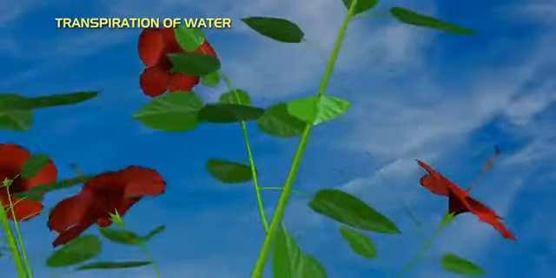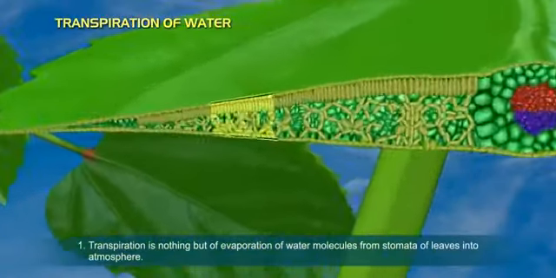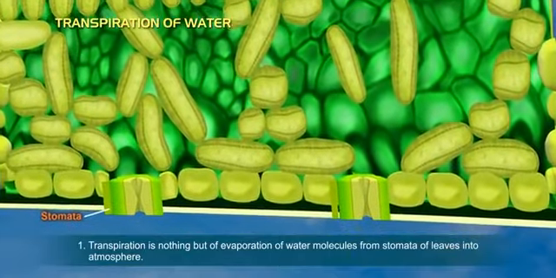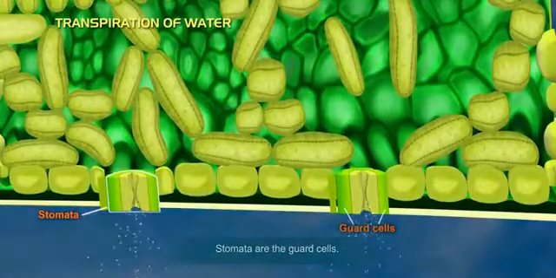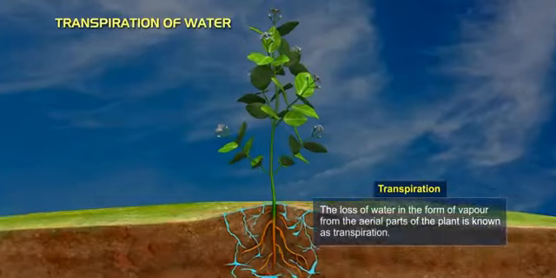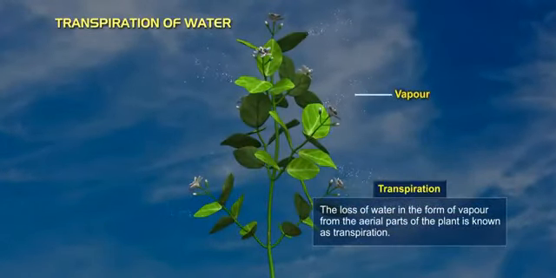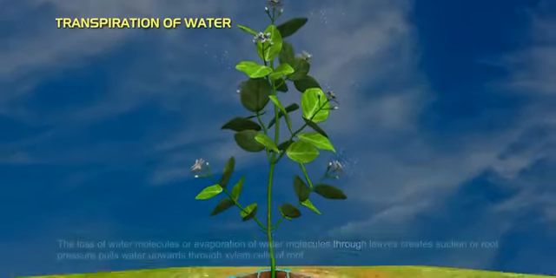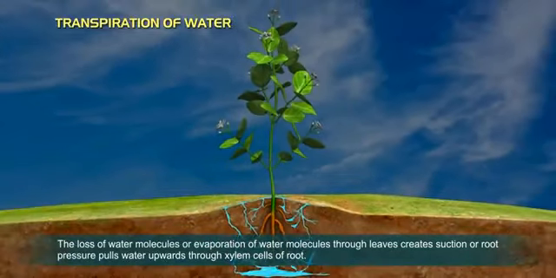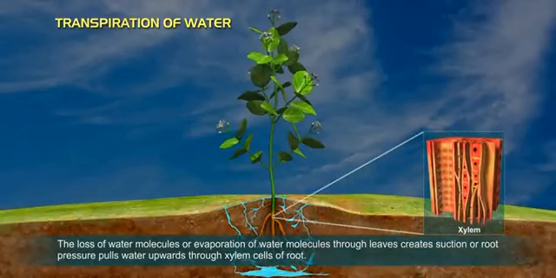Transpiration of water. Transpiration is nothing but evaporation of water molecules from stomata of leaves into atmosphere. Stomata are surrounded by guard cells. In definition, transpiration is defined as the loss of water in the form of vapor from the aerial parts of the plant. The loss of water molecules or evaporation of water molecules through leaves creates suction or root pressure, which pulls water upwards through xylem cells of root.